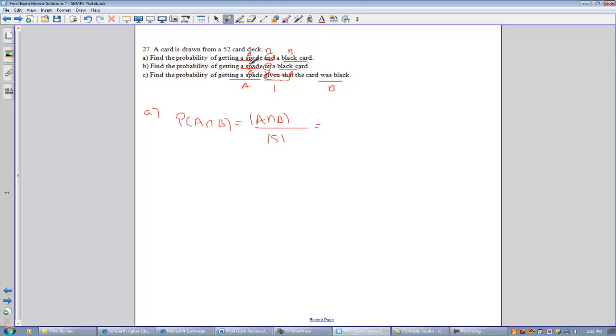So A is getting a spade, and so there are, 13 spades? Right, so if you want, you can write over here A is equal to, and there are 13 spades. All right, in B, how many black cards are there? Well, there are lots of black cards. Half of them are black, so there's 26 black cards.